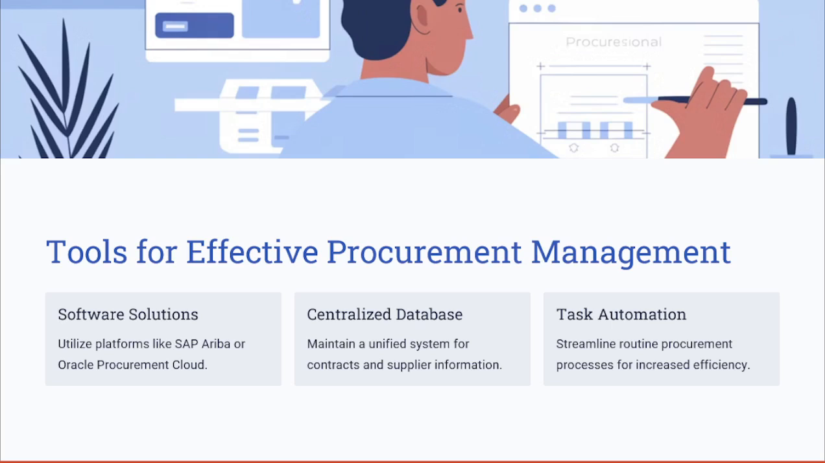Effective tools for procurement management. So modern procurement tools streamline the processes by providing end-to-end visibility. Using software like SAP, Ariba, or Oracle Procurement Cloud, and maintaining a centralized database of contracts and suppliers, you may also automate the routine procurement tasks for efficiency. Automation reduces the manual errors and enhances the efficiency.